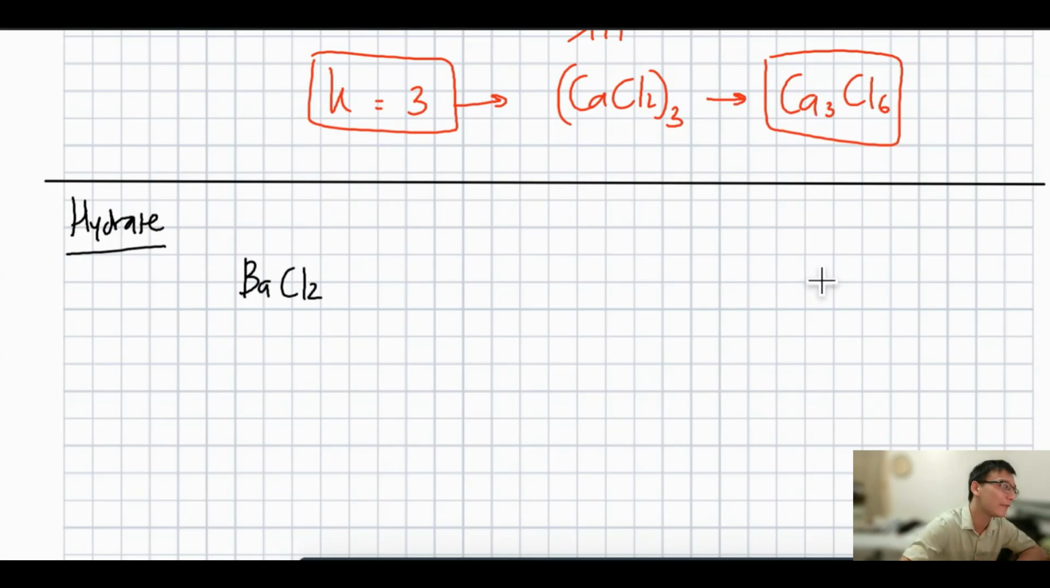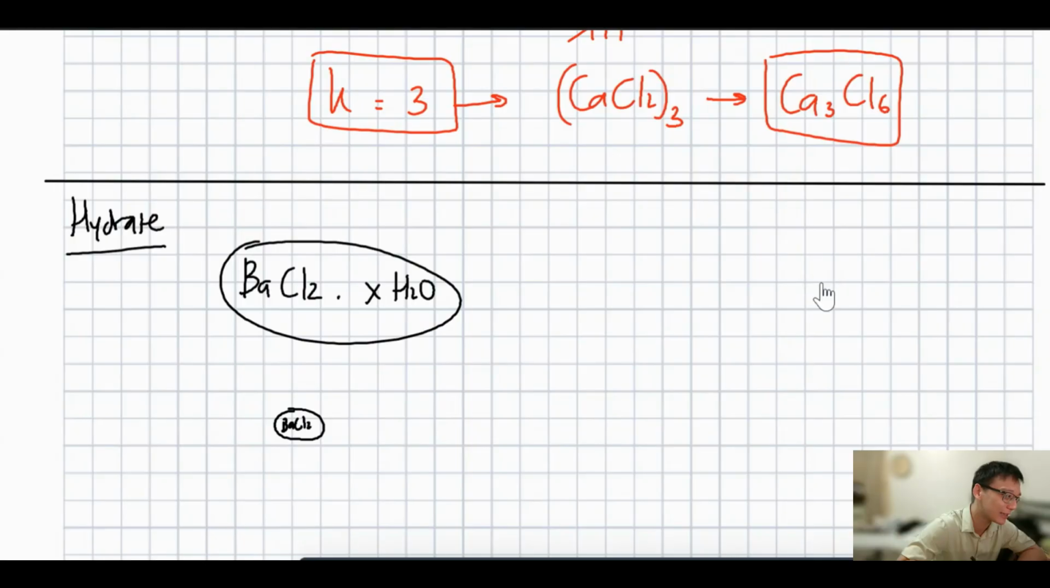So for example, here we have barium chloride. Barium chloride can bind with water molecules, but we don't know how much, so we just say XH2O. Imagine that we have a barium chloride molecule, and this is the H2O. I don't know how much, but let's say 2 in this case. So this will be the shape.